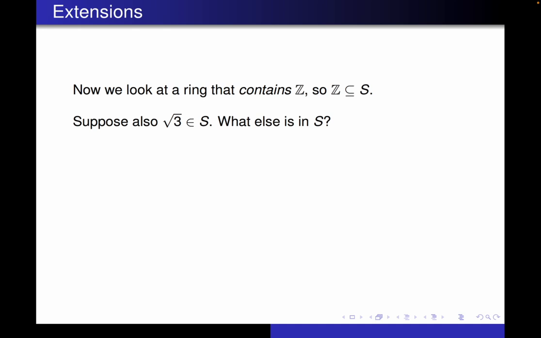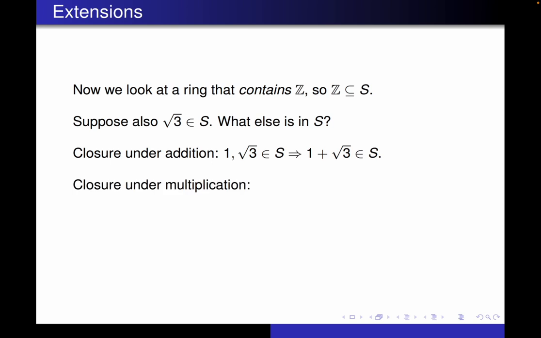So what else are you going to have in there? Well, we're going to ask many of the same questions that we asked before, right? We know that we have closure under addition. So, for instance, we know 1 is an integer, so that's in our ring. We know square root of 3 is in our ring. We're assuming that. And so that means when we add those two, 1 plus square root of 3, that also has to be in our ring.